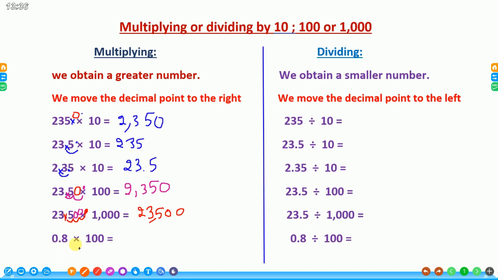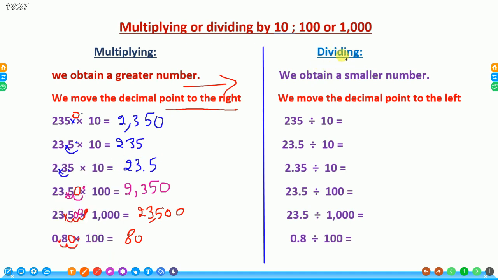Now 0.8 times 100. So we need to move the decimal point 2 times to the right. I only have 1 digit. I add a useless 0. I jump 2 times. And now the answer is 0.80. It means it's 80, because the 0 is useless. It's also a whole number. So multiplying by 10, 100, and 1000 is moving the decimal point to the right.